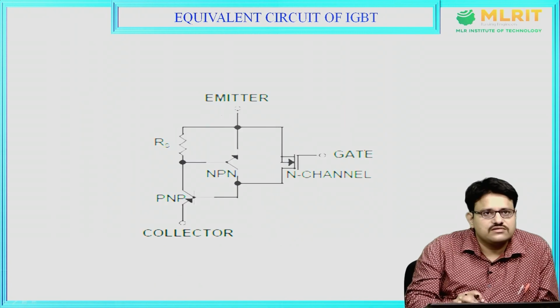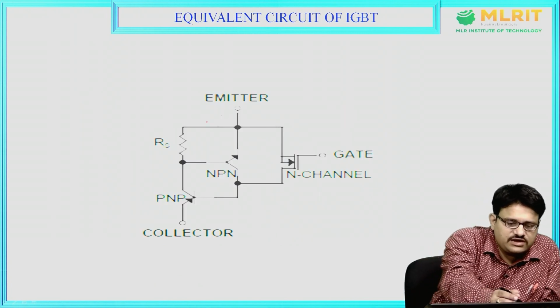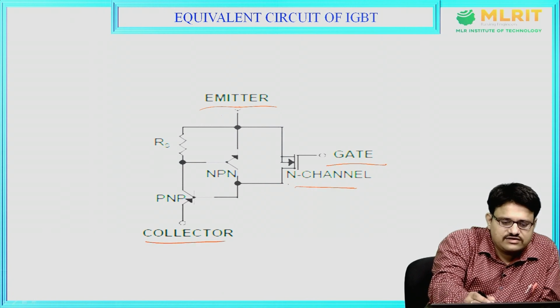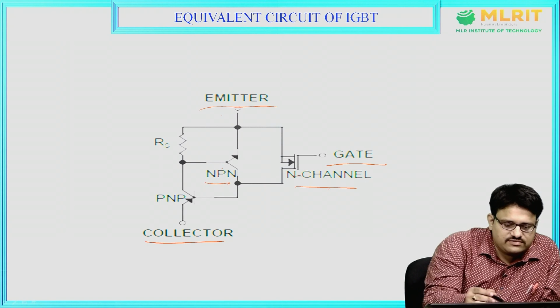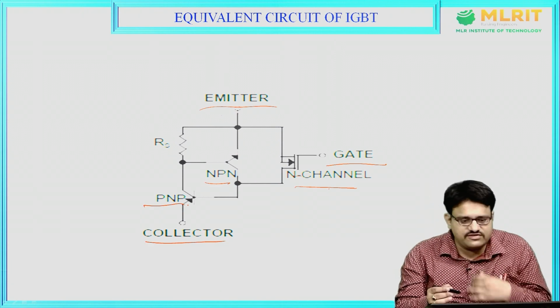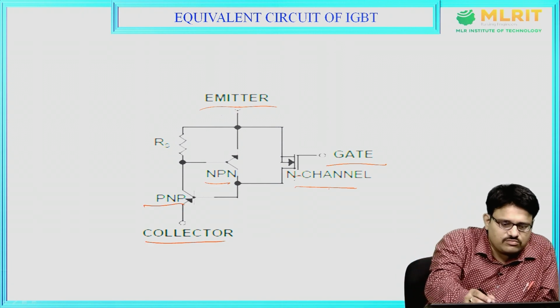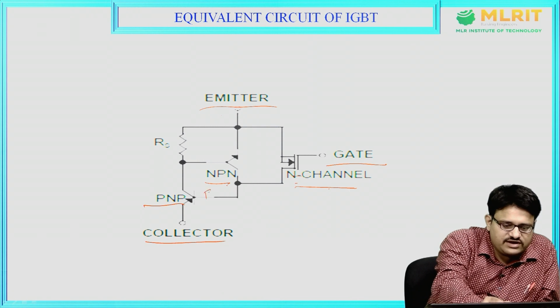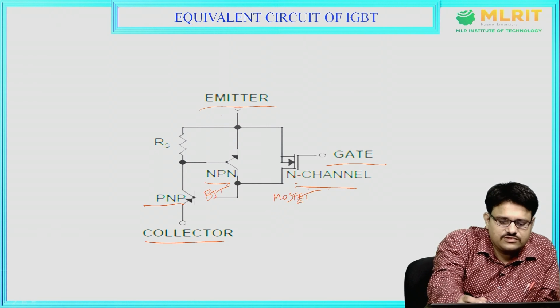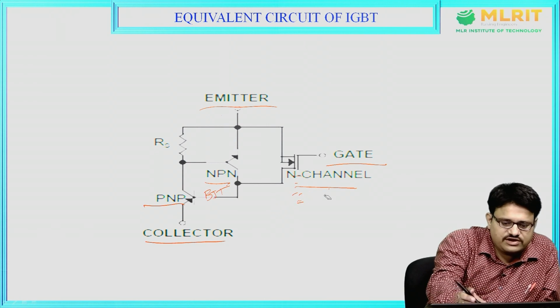J3. This is the equivalent circuit of IGBT. Emitter, gate, collector are the three terminals, and it has an n channel MOSFET, an NPN transistor, and this is a PNP transistor. So the combination of both MOSFET and BJT, both combined, gives the IGBT.